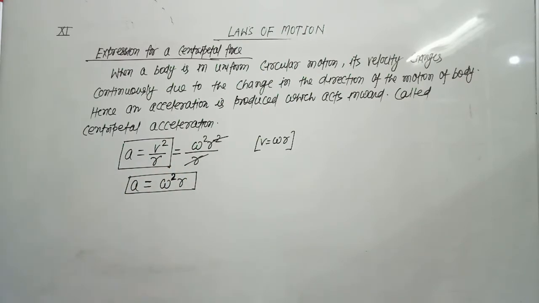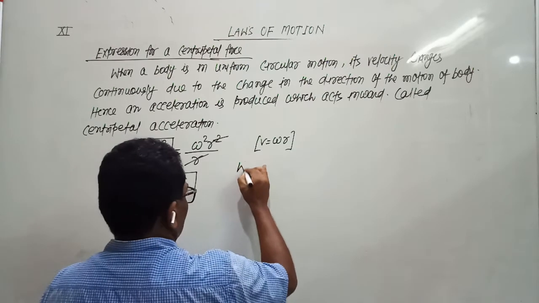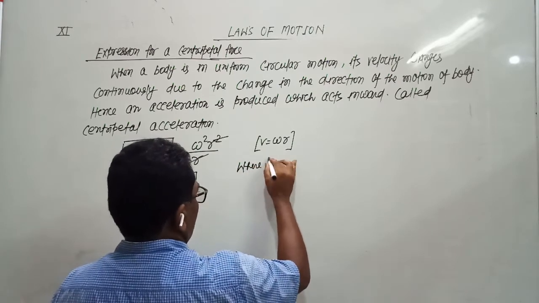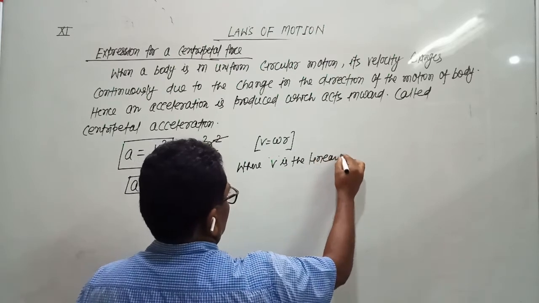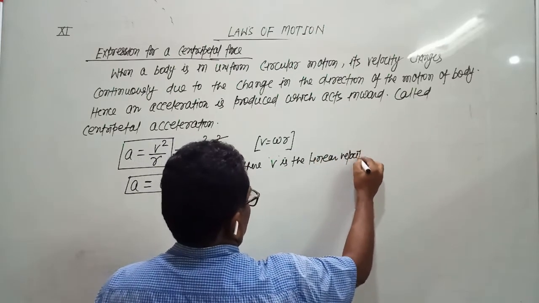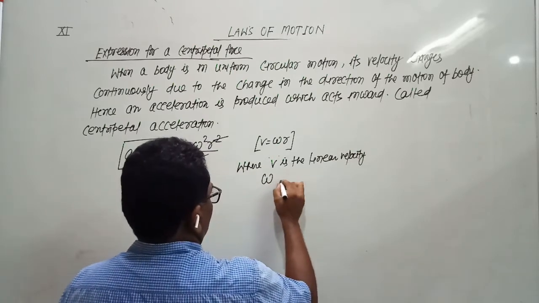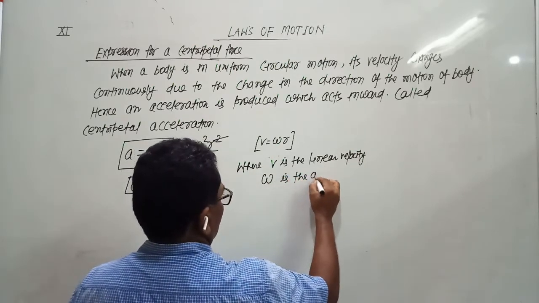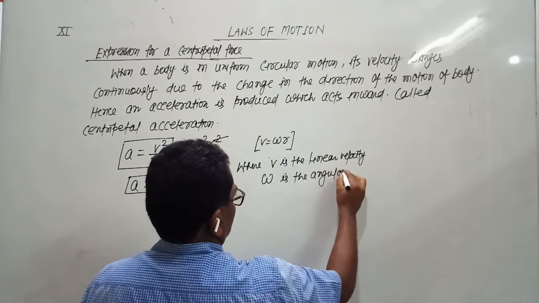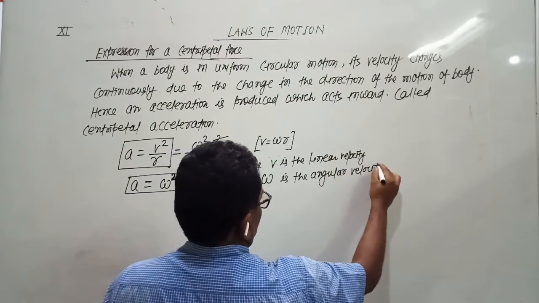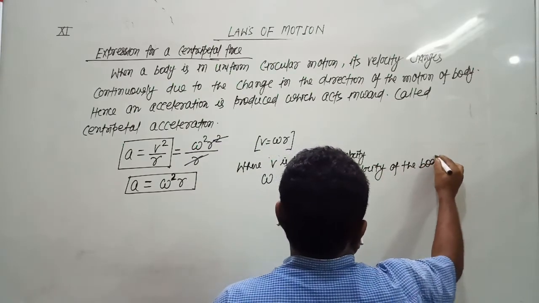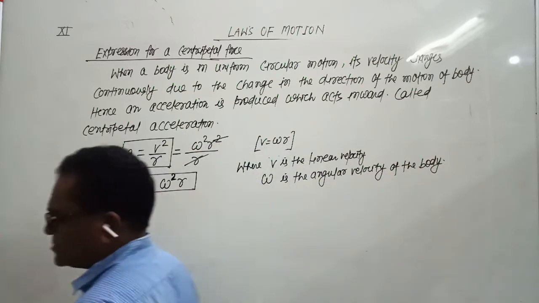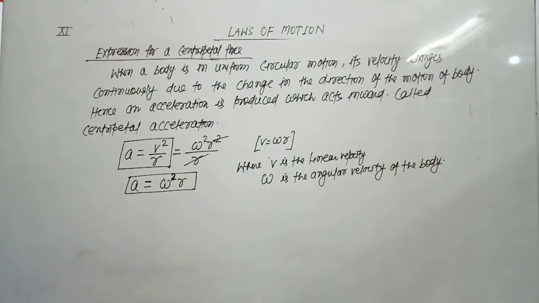So centripetal acceleration in terms of angular velocity is omega square r, and in terms of linear velocity a equals v square by r, where v is the linear velocity and omega is the angular velocity of the body. So this is the expression for centripetal acceleration.